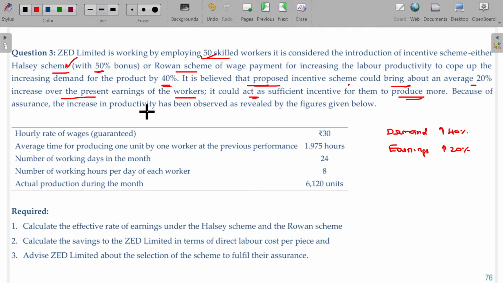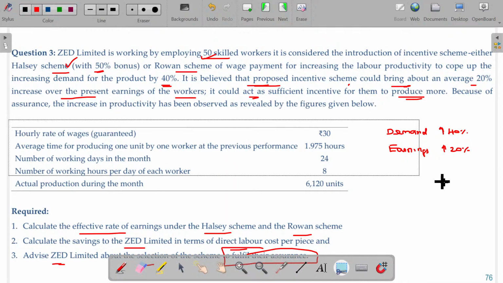Because of the assurance, the increase in productivity has been observed as revealed by the figures given below. Required: calculate effective rate of earnings under Halsey and Rowan. Also calculate the savings of Z Limited in terms of direct labor cost per piece. What about the labor cost per unit? After the introduction of Halsey and Rowan, what could be the per unit price and what could be the savings? Advise Z Limited about the selection of the scheme to fulfill their assurance. What is their assurance? The employees will get 20% increase in their earnings. That's the assurance. So you have to choose between the two schemes, Halsey or Rowan, in order to fulfill their assurance. Now let's try to solve the illustration here.